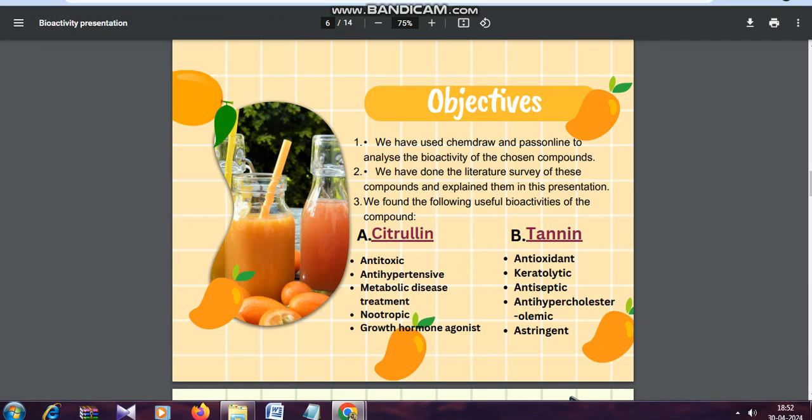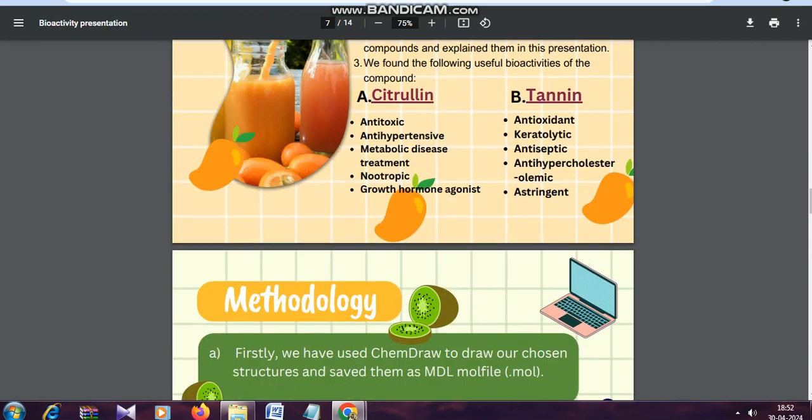We found the following useful bioactivities of the compounds from the PASS Online website. For citrulline, these are antitoxic, antihypertensive, metabolic disease treatment, nootropic, growth hormone agonist. For tannin, the bioactivities are antioxidant, keratolytic, antiseptic, antihypercholesterolemic, and astringent.